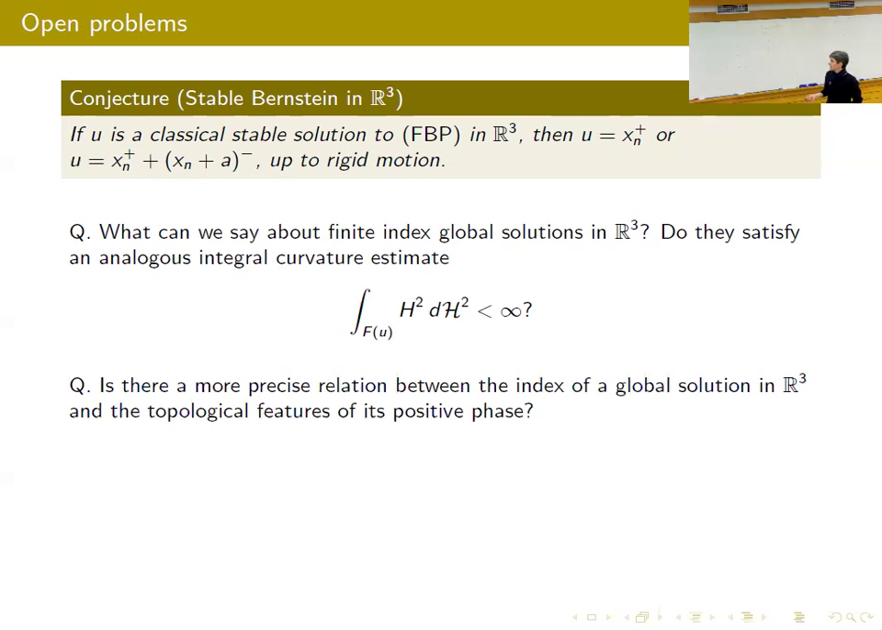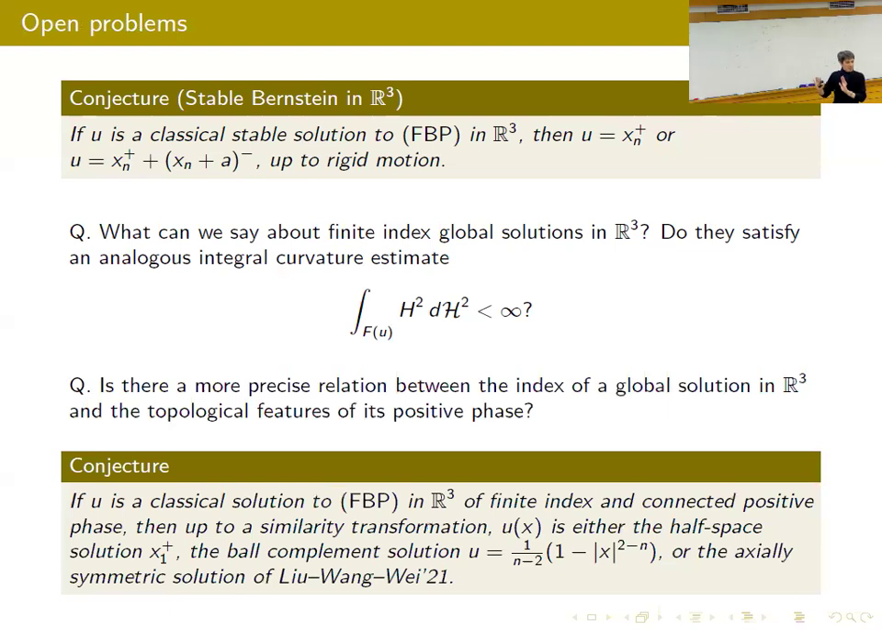And the final open problem I'm going to end with is a very bold conjecture that I believe is right, maybe 60-40 or 70-30. Let me call it 70-30. At least at the moment I can't find a counterexample. Remember, in 2 dimensions we showed that the only solutions of finite Morse index are the complement of the disk, the hairpin, and the one plane. Does something similar hold in 3 dimensions? The only ones that are finite index with connected positive phase are the one-plane solution, the ball complement solution, and the axially symmetric solution by Liu, Wang, and Wei.